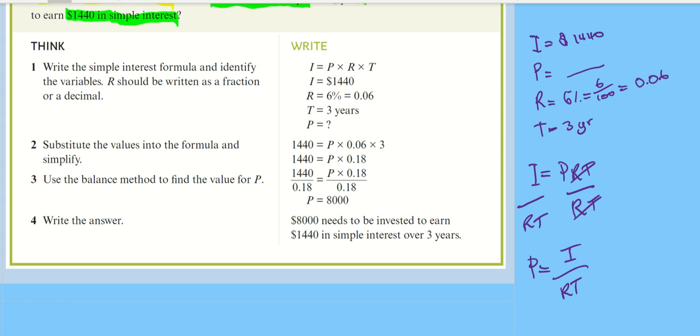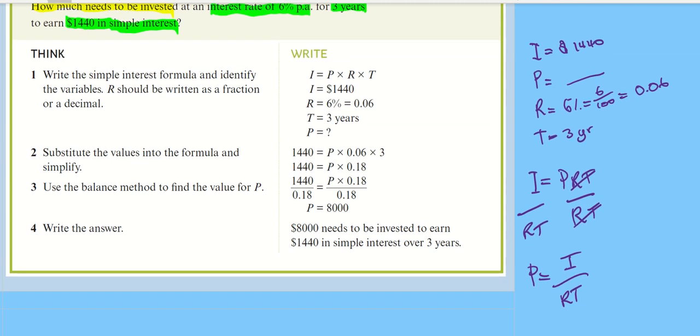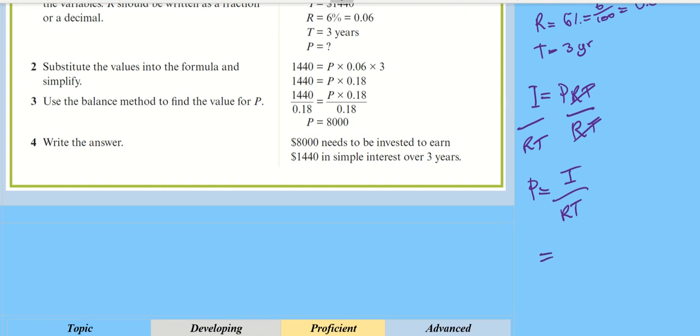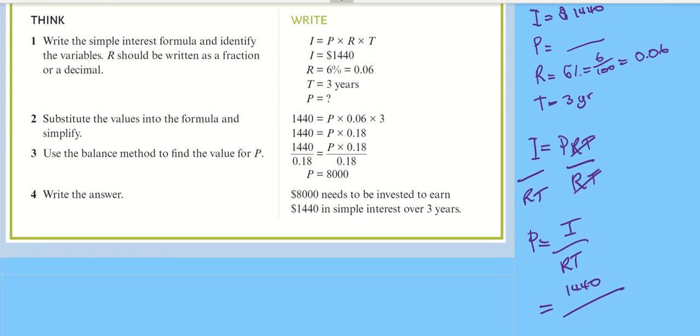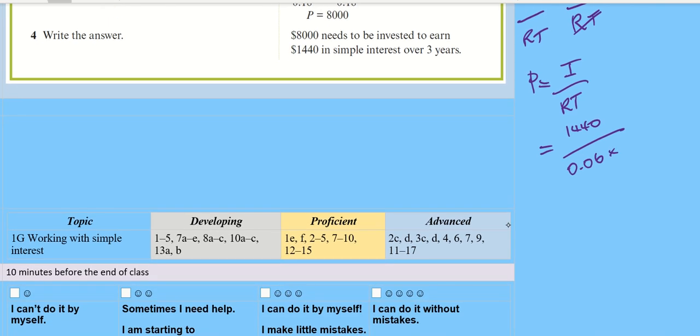So the hard work in a lot of these questions is first identifying the information that you're given. Then you want to figure out what the question is asking for. And then you get the I equals PRT formula and rearrange it and then substitute. There's a few steps, but let's have a look how it goes. So we've got I, what was I? I was 1,440. Our rate was 0.06. And our time was 3.